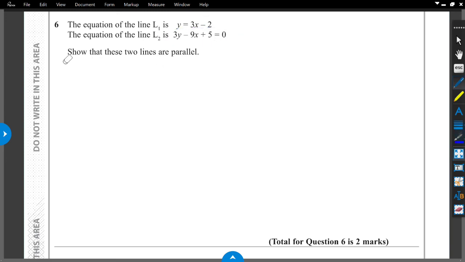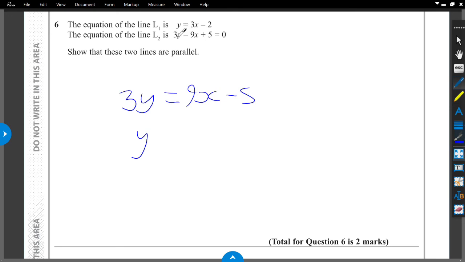And we know it has to be the case because it's saying show that they're parallel, not are they parallel. So I want to rearrange this into the form y equals mx plus c. So I'm going to keep the y terms on the left-hand side. I'm going to add 9x to both sides, and I'm going to subtract the 5 from both sides. And now I can divide both sides by 3.